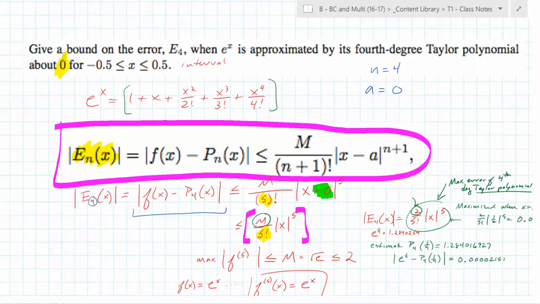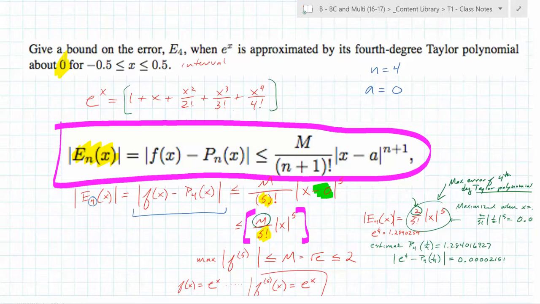What does n equal? 4. So it's 4 plus 1 is? 5. We plug in what for a? 0, and then it's 5 up there. So we have this thing right here. The thing we are looking for is here. But what have we not found? M. Remember, M is a what type of value? It's a least upper bound.